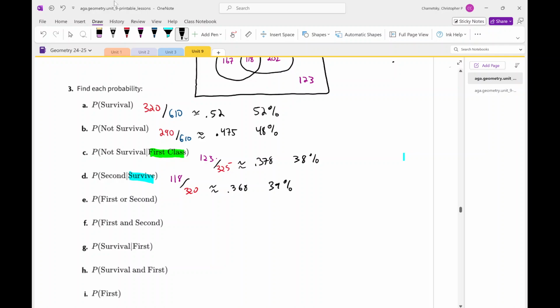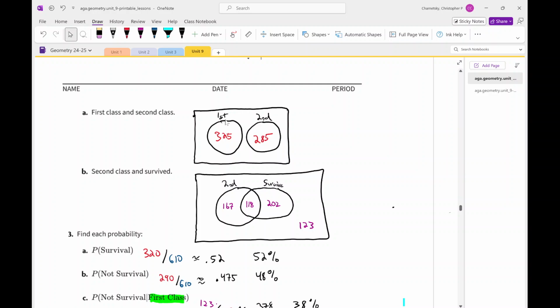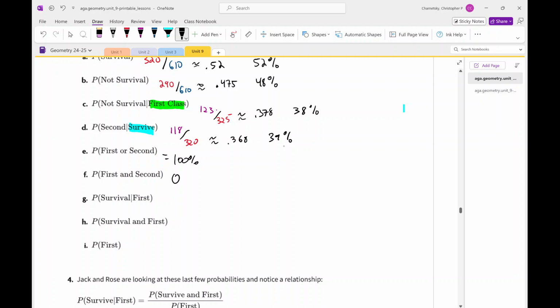All right. Next ones are kind of interesting questions. So the E is asking how many passengers are first or second class passengers. Well, that's everybody. Okay, you're either first or second class. And then the next question is, how many people were first and second class? And if we look at our first Venn diagram, we can't be both. So there is 0% that are both. Okay.